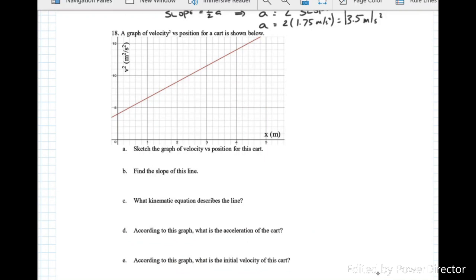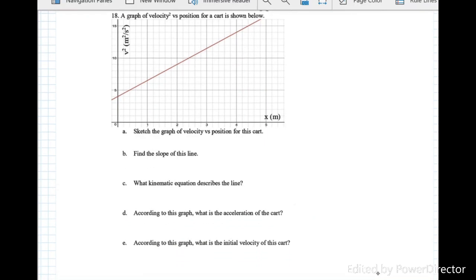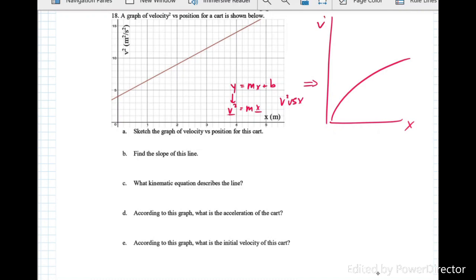For the next one, we have a graph of velocity squared versus position. We want to draw the velocity versus position graph. So looking at this, it's another straight line, y equals mx plus b. All my y values are velocity squared. All my x values are x's. So if I'm going to draw a graph for the original graph of velocity versus position, it's going to show v squared versus x. That's still a parabola, but it's a sideways parabola this time. V squared versus x, like that. That would be the original graph.